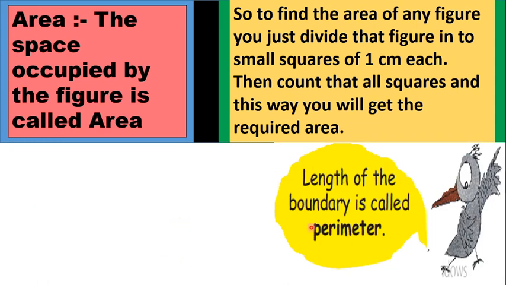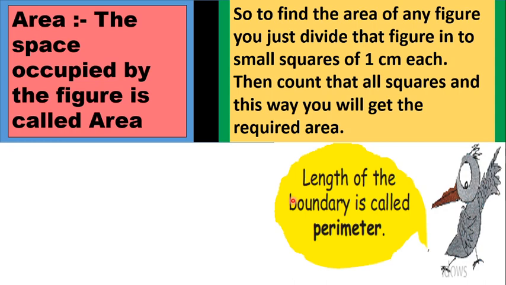There is another concept involved in this chapter, that is perimeter. So what is perimeter? Length of the boundary is called perimeter. In another way, we can say that if we measure the total length of any figure, this is also called perimeter. So try to learn these two definitions. Length of the boundary is called perimeter and the total length of the figure is called perimeter, or in another way we can generalize: the sum of all sides of a figure is also called the perimeter.